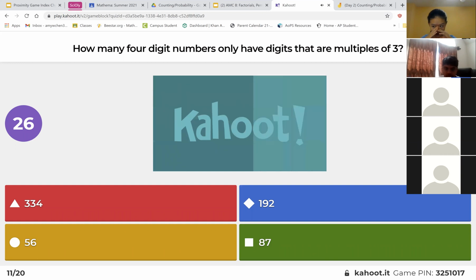Remember, 0 is a multiple of 3. Whoa, Amy, don't say anything. I'm trying to win this Kahoot. I'm trying to win the Kahoot. If I lose, it's because of Amy, basically. No paper. I'm not using paper, you guys. To make it fair, I'm not using paper.